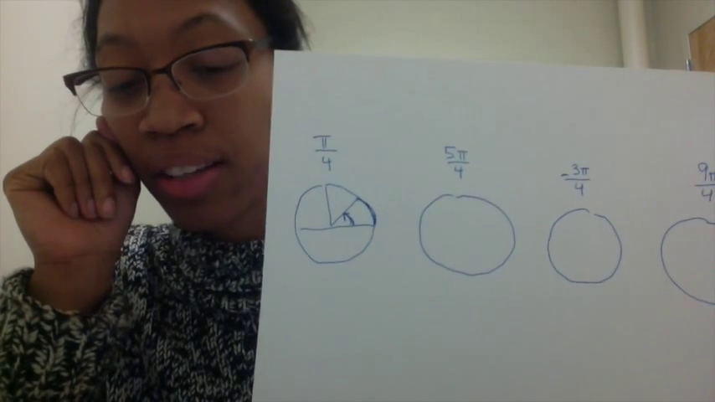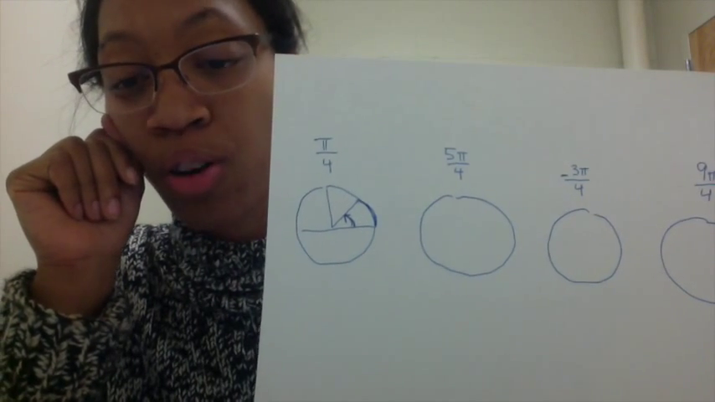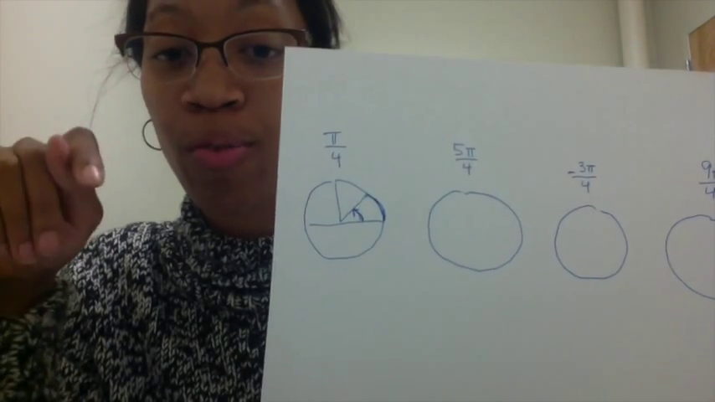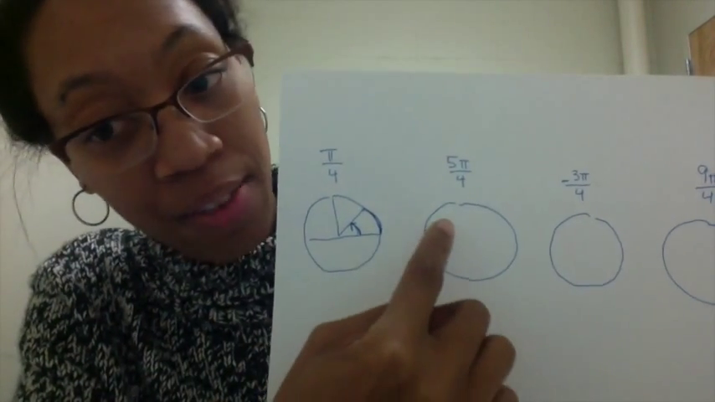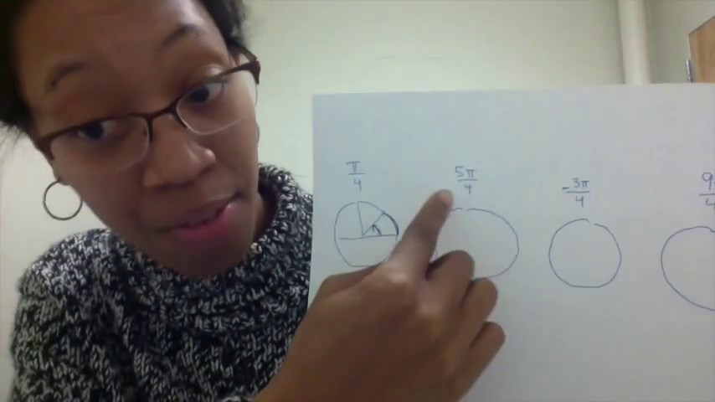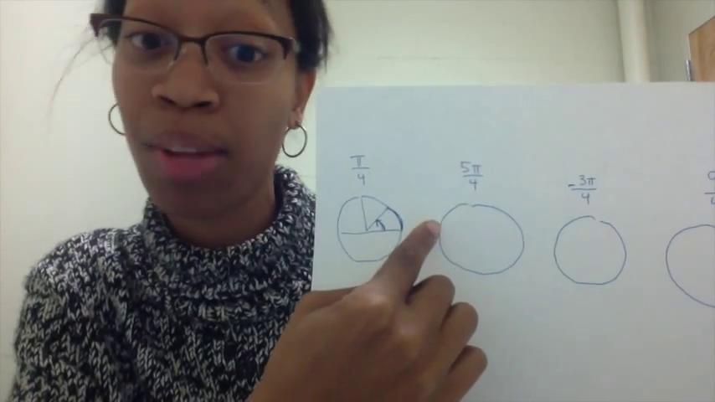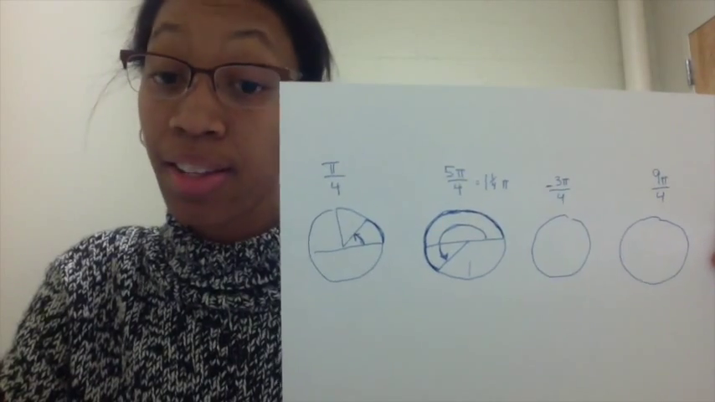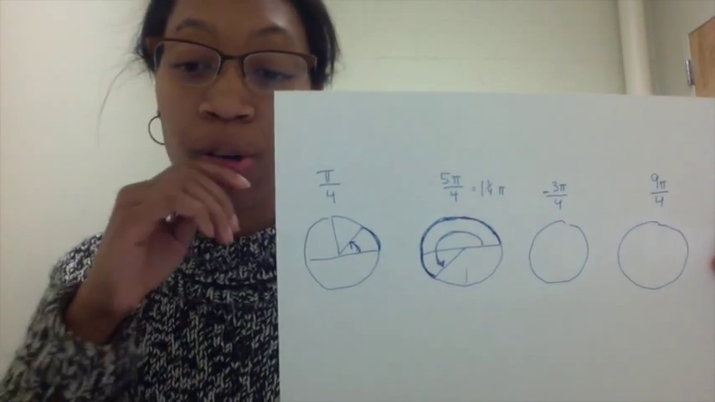Okay, so now looking at the next one, I have 5 pi over 4. Well, 4 goes into 5 one full time with a fourth left over. So that means I'm going to have to go around the circle a full half of a time, and then I'm going to have a little bit of a fourth coming down more. Okay, so here is 5 pi over 4.